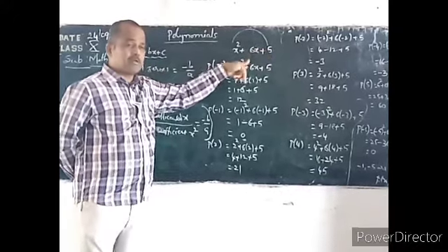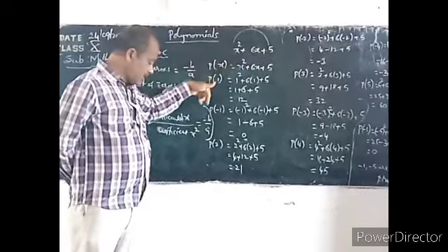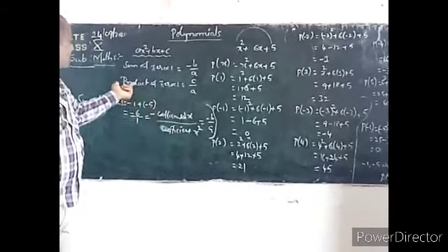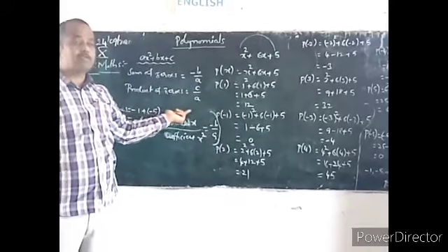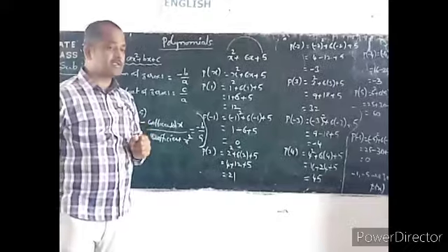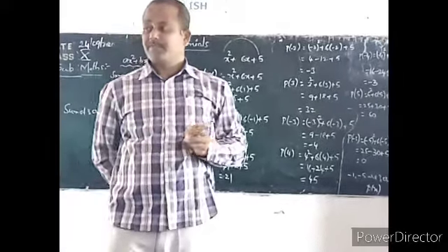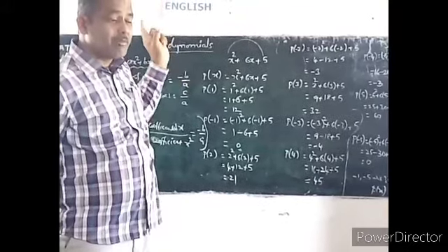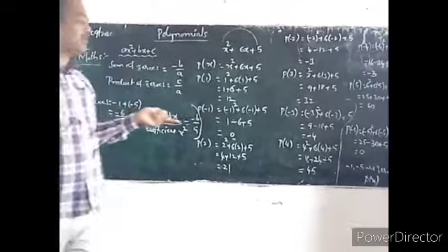Constant term by 1, no? By 1 means coefficient of x square. Is it correct or not? It is the relation between the zeros and the coefficients of the polynomial. It is for quadratic polynomials. For cubic polynomials also there is a relation.